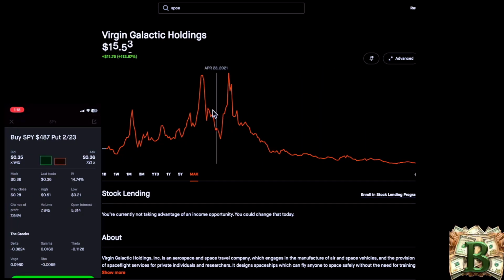So be careful playing low priced stocks for puts, especially during earnings season, as well as just in general, because you're capped on your gains. The most you can make is if it goes to zero, and it's not very often that a stock goes to zero. Even a stock like this, anyways, they're probably going to get delisted.